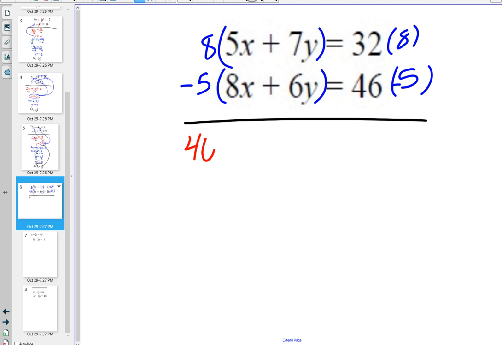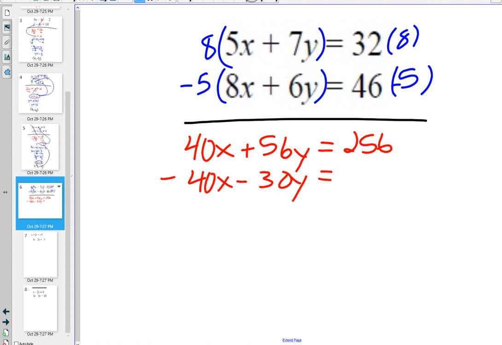Then we multiply: 40x plus 56y is equal to 256. And negative 40x minus 30y is equal to negative 230. Check my math if you have a calculator out, please.